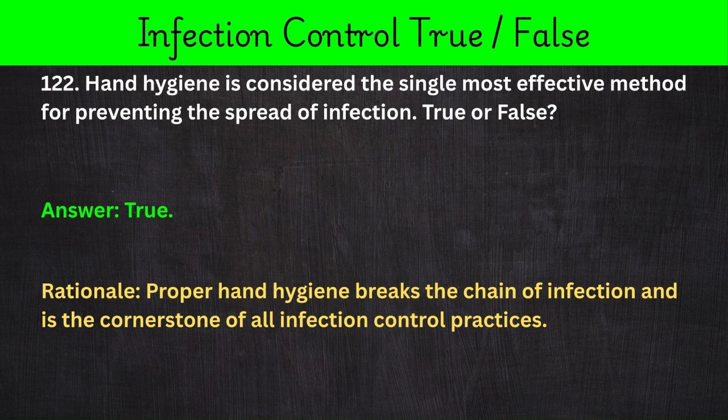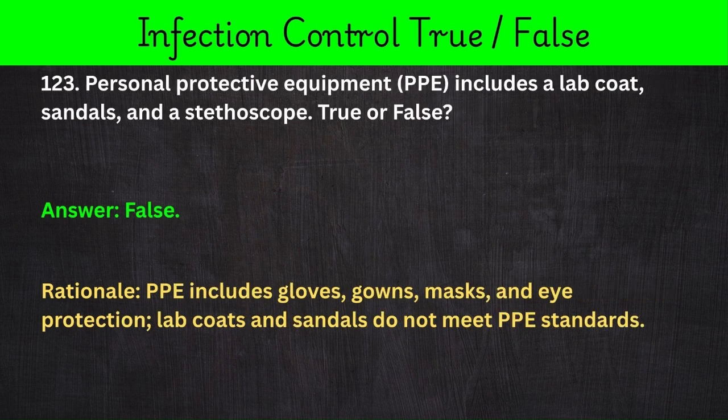True or false? Answer: true. Rationale: proper hand hygiene breaks the chain of infection and is the cornerstone of all infection control practices. 123. Personal protective equipment, PPE, includes a lab coat, sandals, and a stethoscope.